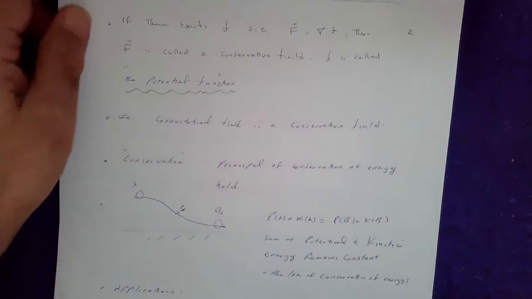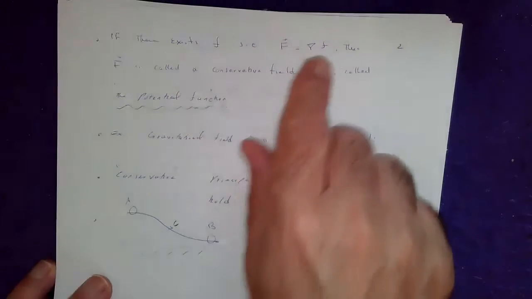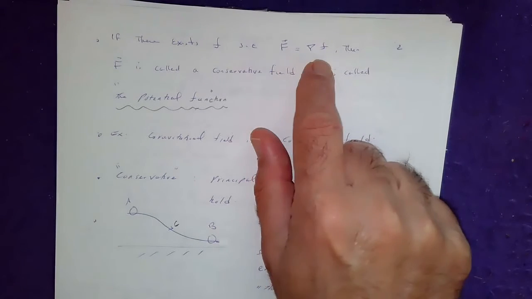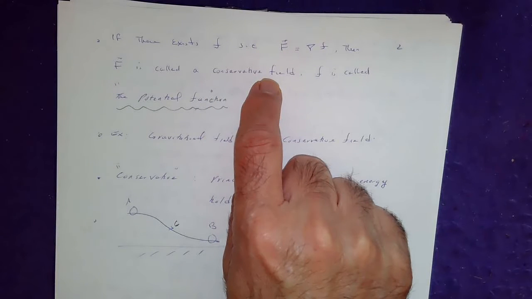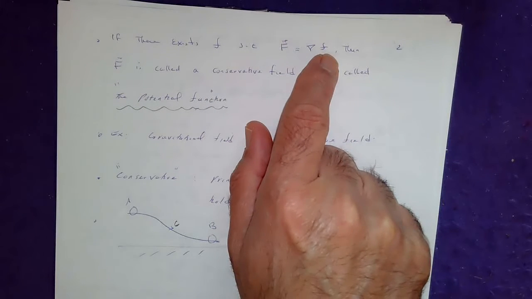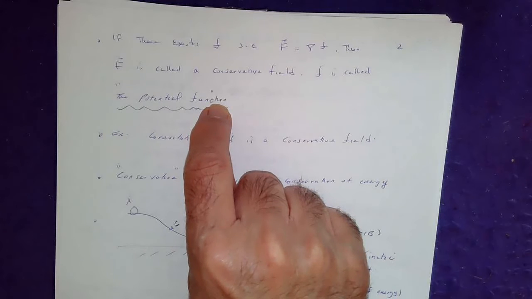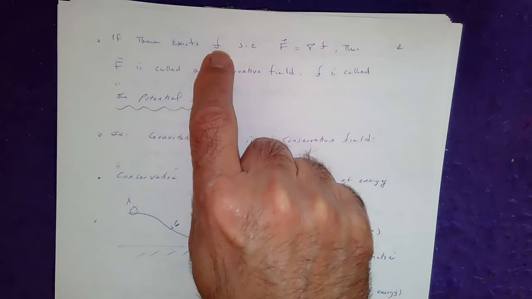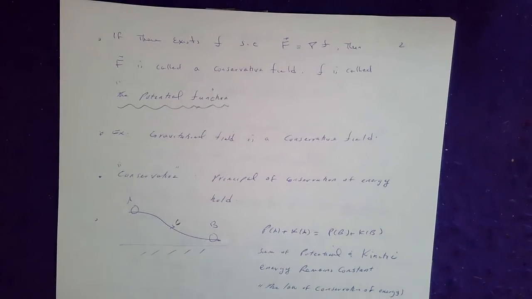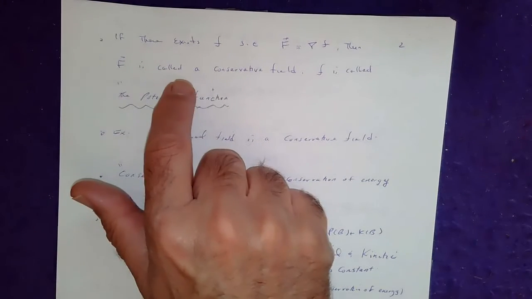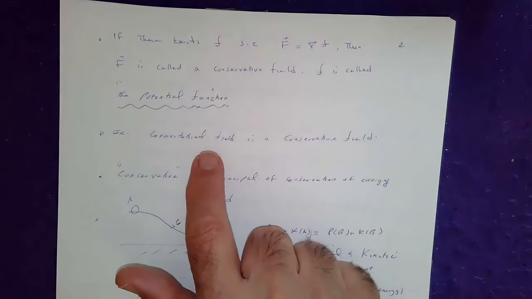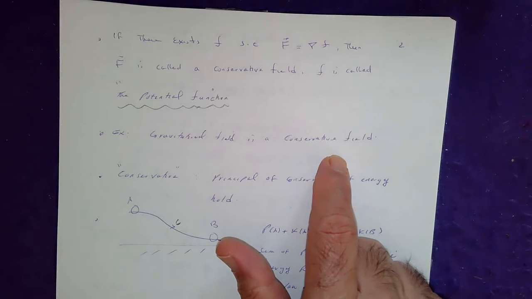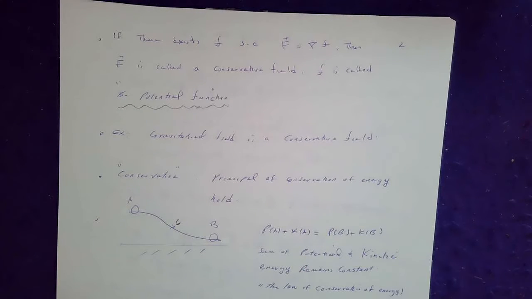If there exists a scalar function such that the vector field is the gradient of that function, then the field is called conservative, and the scalar function f is called the potential function. If there exists, that means we must find it, because not all vector fields are conservative. Some are not. An example of a conservative vector field would be gravitational. Non-conservative would be like friction.